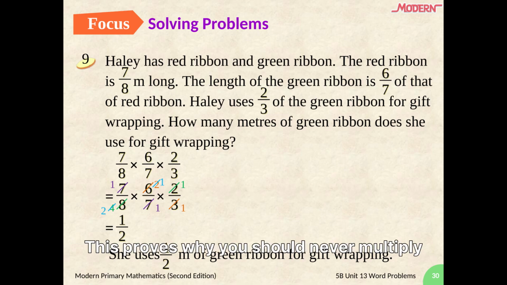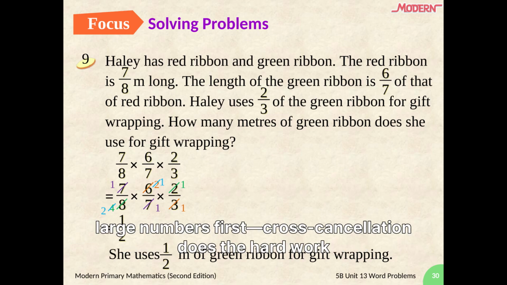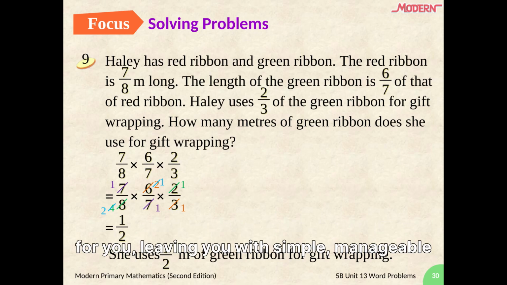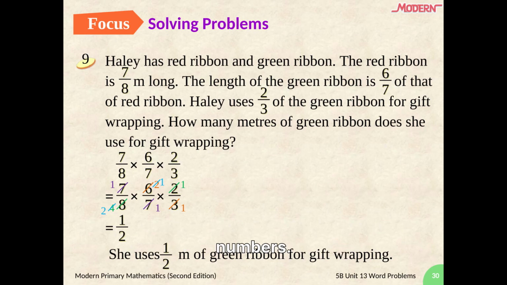This proves why you should never multiply large numbers first. Cross-cancellation does the hard work for you, leaving you with simple, manageable numbers.